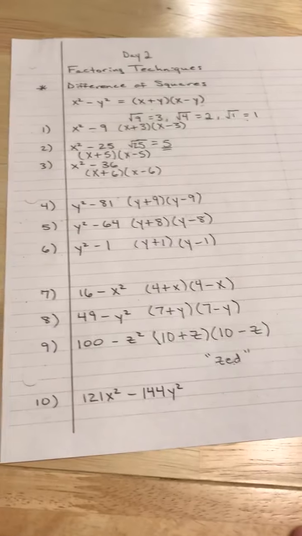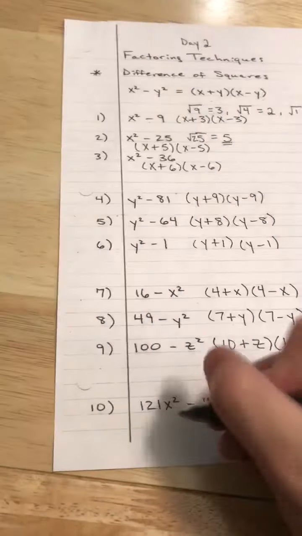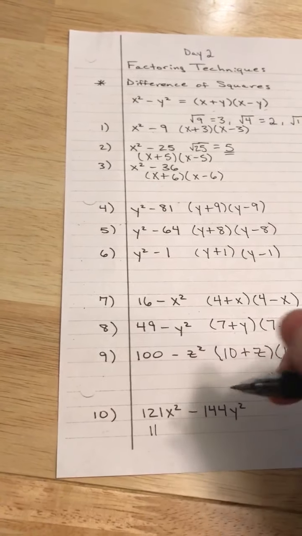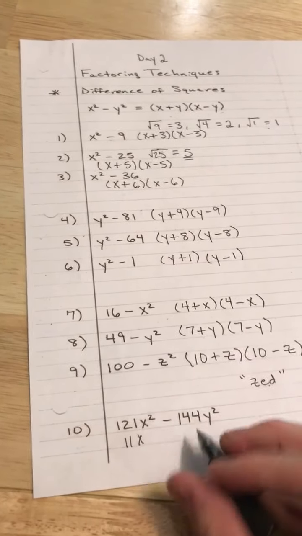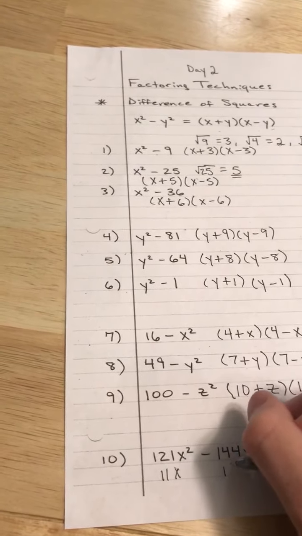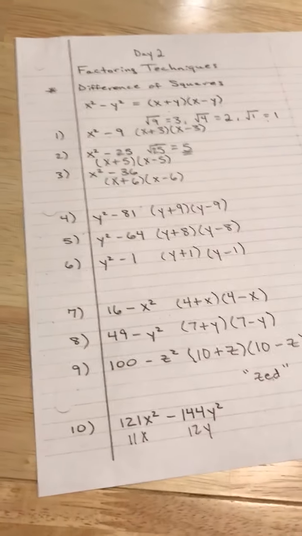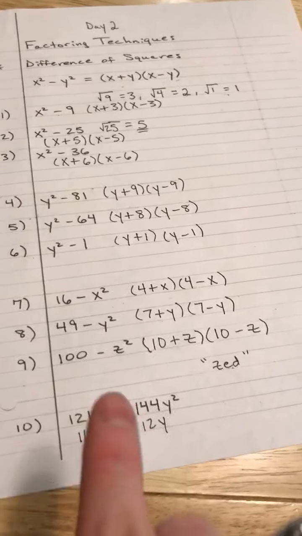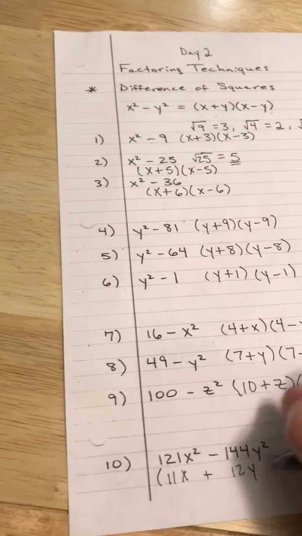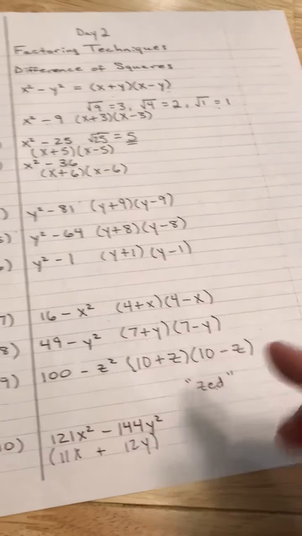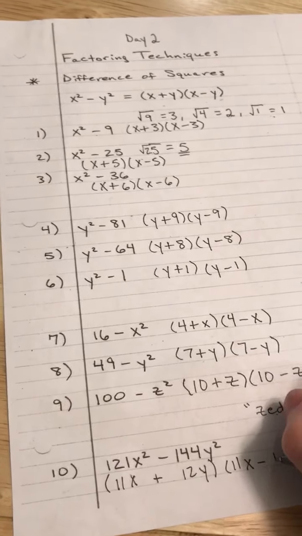All right. Number 10, we have a whole bunch of squares that we need to take the square roots of. So 121, that's going to give me 11. I have an x right here. And then over here, square root of 144 is going to give me 12, right? Because 12 times 12 is 144. But I also need that y right beside it. Now, I put it in that form that I did all the others. Put the plus first, and then we're going to do the same thing, but we're just going to put the minus second. All right. And that'll be it for today as far as the notes are concerned.